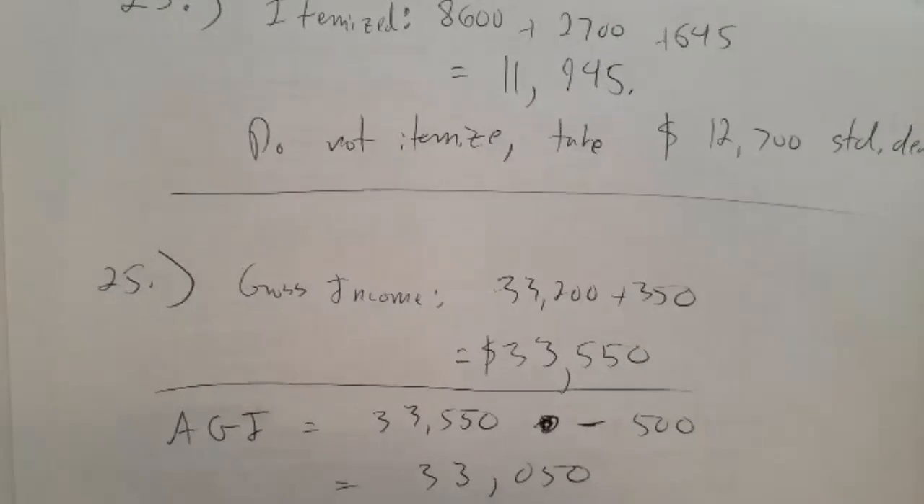Then it's 33,050. So 33,050 is what we got. And now we want to talk about whether you're going to do standard or itemized deduction on this. So the 33,050 is the taxable income? That is adjusted gross income. Okay, that's the adjusted. So we still need to take off deductions and exemptions as the next step. To take off the deduction, you have to ask yourself, am I going to do itemized or standard?